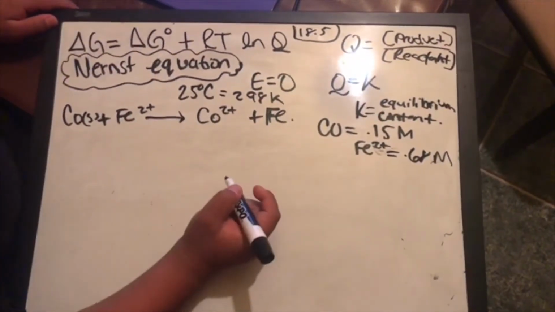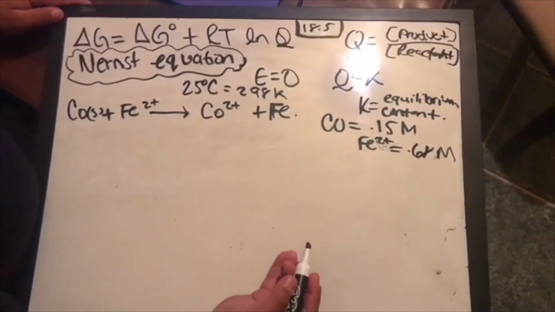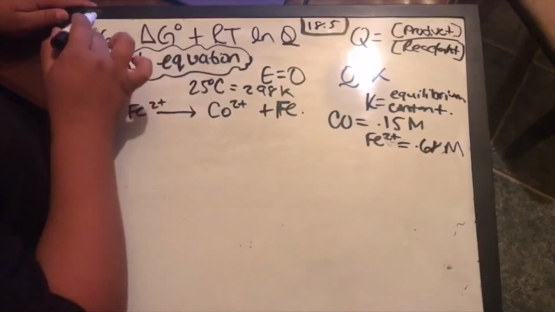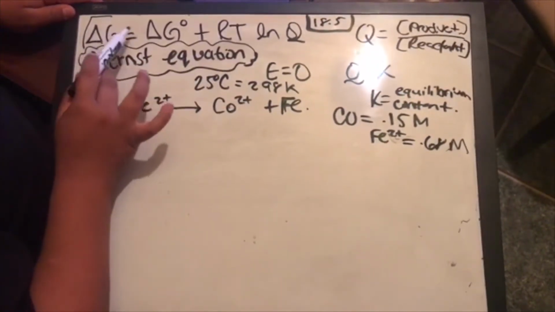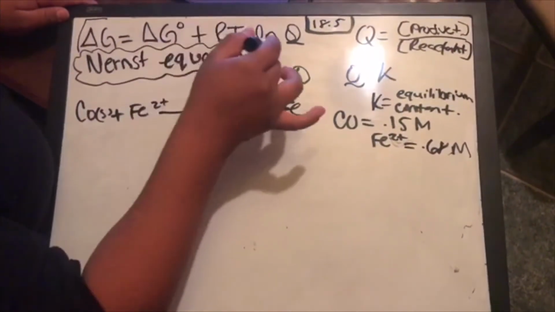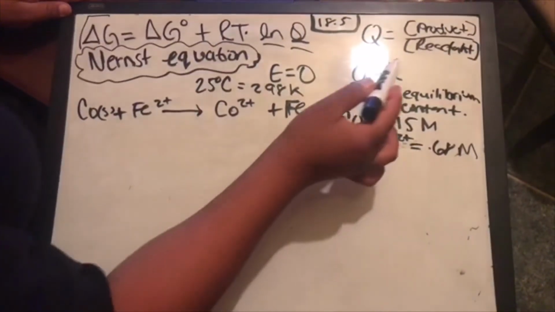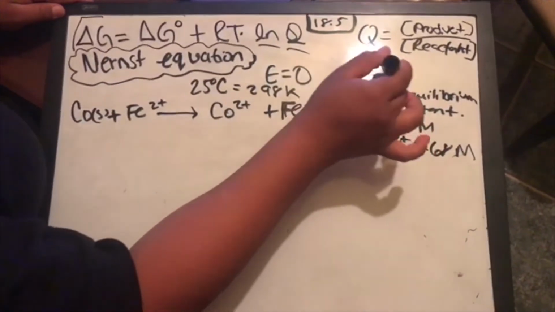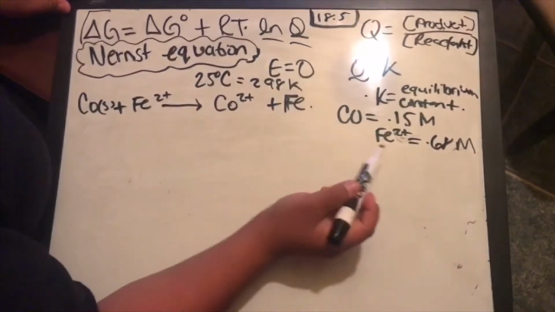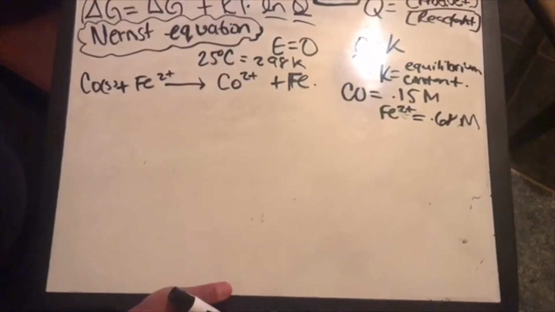So we talked about 18.5, and 18.5 doesn't provide much information but the Nernst equation. This is the Nernst equation: delta G equals delta G cell plus the gas constant, the temperature, and the log of the quotient. Now Q is products over reactants, and at equilibrium Q is equal to K, the equilibrium constant. The E is 0, and we are going to do this problem.